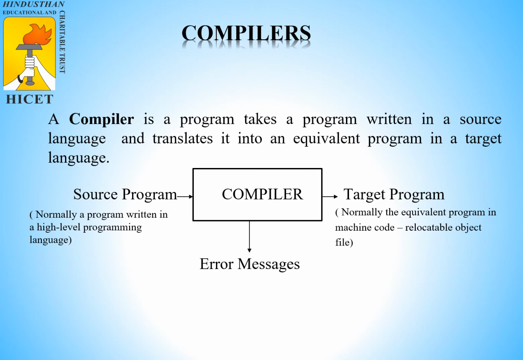Compiler definition. A compiler is a program that takes a program which is written in a source language and translates it into an equivalent program in a target language. The following picture represents the compiler definition. The source program, written in a high-level programming language, is taken as an input, and in turn the compiler will convert that into a target program, normally the equivalent program in machine code, that is the relocatable object file. In addition to this conversion, the compiler will also indicate the error messages.